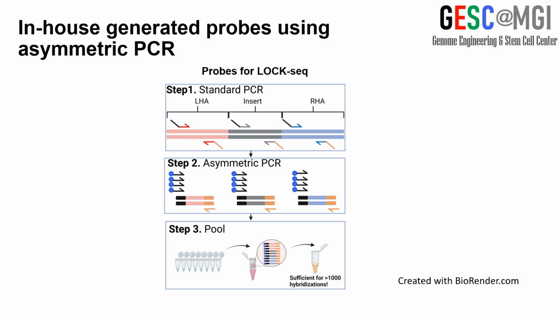To reduce cost and give us a lot more flexibility in probe design, we used an in-house probe protocol for LOCK-seq using asymmetric PCR, where we first perform a first-step PCR to generate amplicons for the region of interest using tailed primers. And then in a second step, we do asymmetric PCR with the first step amplicon as input. And in this reaction, we use a very low amount of reverse primer with forward biotinylated primers. And then all of the amplicons are pooled and cleaned up, which could then be used directly for a hybridization reaction with no further downstream work.